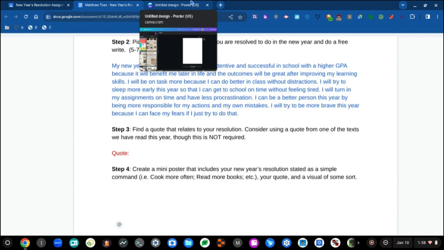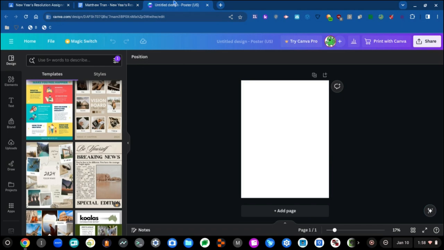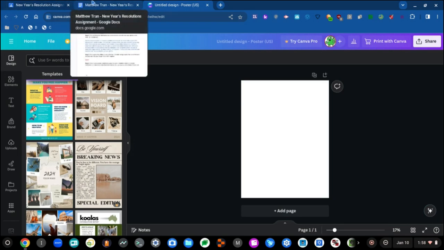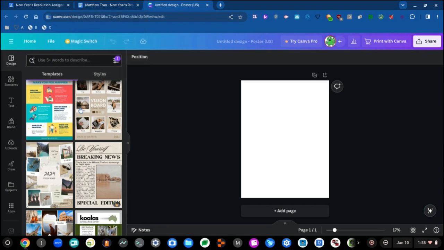You can even, if you wanted to, Matthew, make your poster on a piece of paper. You can print out a picture and glue it on the paper, type the quote, print it out, and glue it on the paper, and then type out your resolution and put that on the paper. You can get as creative as you want with it.